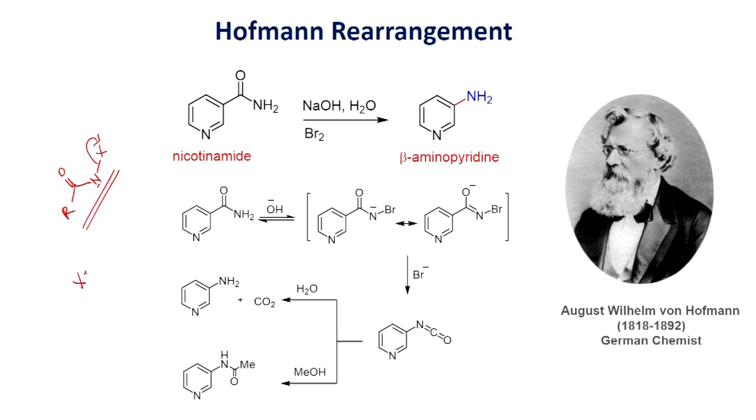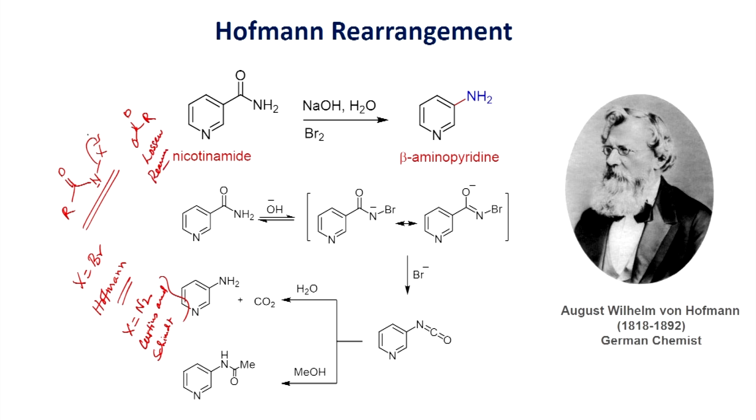So if X is Br, then this will be the Hofmann rearrangement. If X is N2, it can be the Curtius and Schmidt rearrangement, and if X is carboxylate, then it can be the Lossen rearrangement.